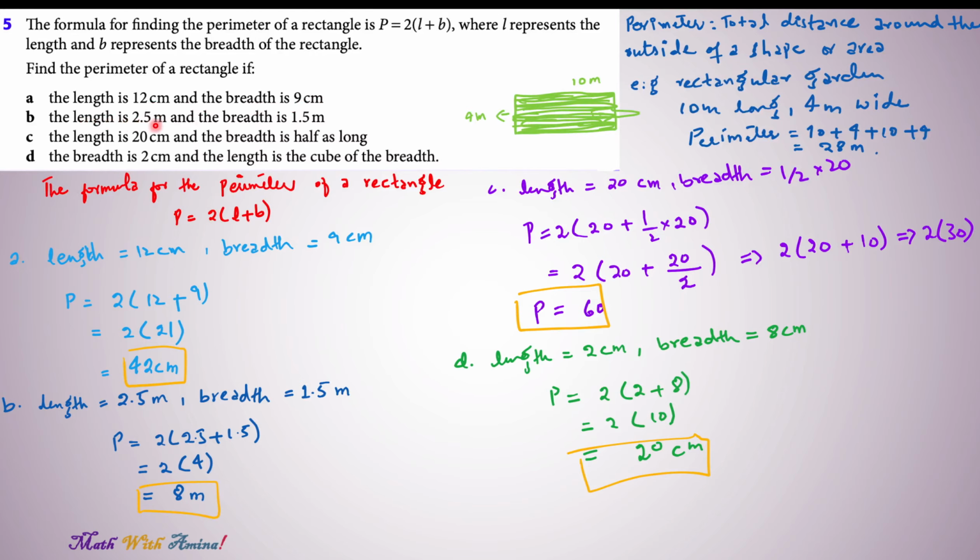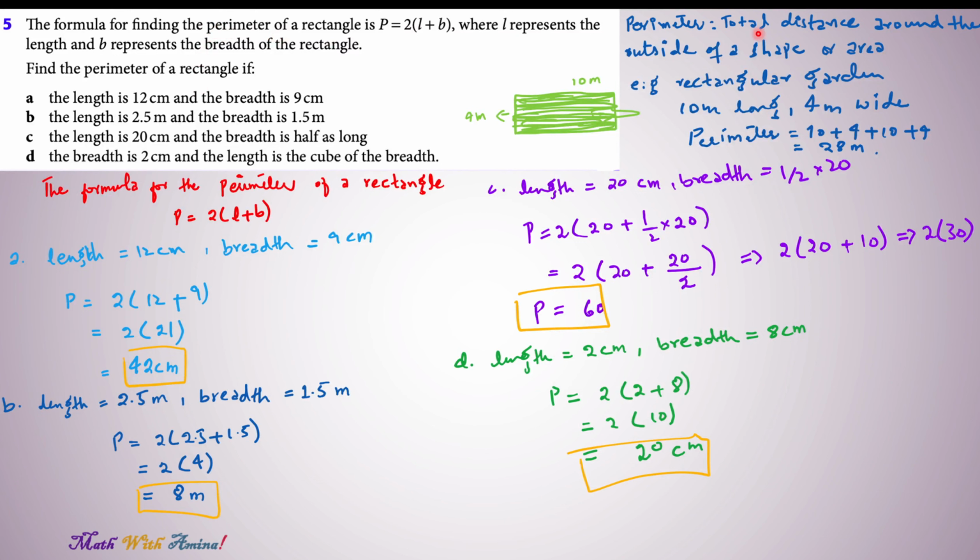The length is 2.5 meter, the breadth is 1.5 meter. The length is 20 centimeter and the breadth is half as long. The breadth is 2 centimeter and the length is cube of the breadth. So in here they have talked about the perimeter. So before going to solve the question, we will first understand what is meant by perimeter.